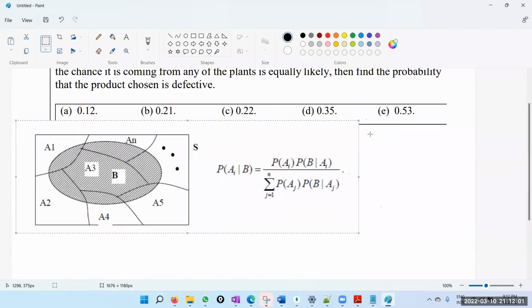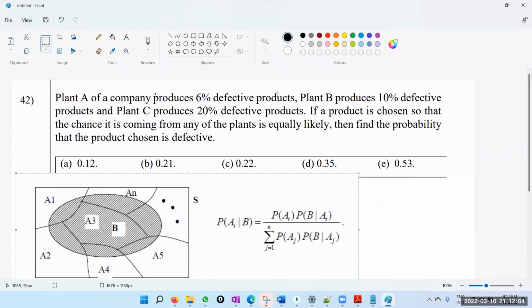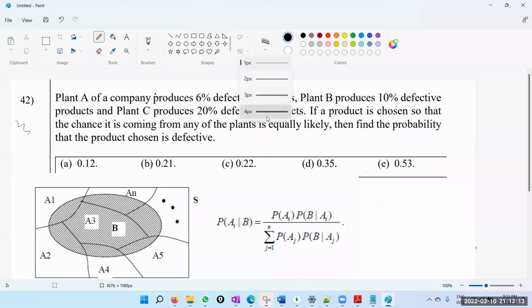So let's read it and see whether we can apply the Bayes theorem. Plant A of a company produces 6% defective products. Plant B produces 10% defective products, and plant C produces 20% defective products. If a product is chosen such that the chance of coming from any of the plants is equally likely, then find the probability that the product chosen is defective.